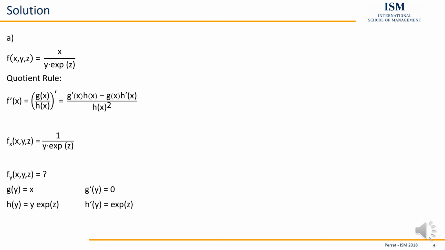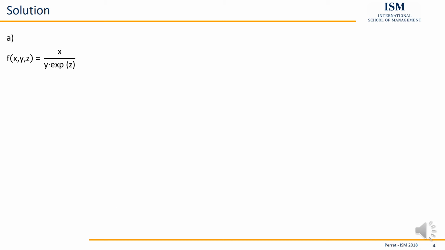in regards to y. So we would have here 0 times h, this would be 0, minus g times derivative of h, so minus x times exponential function of z, divided by h squared, so y times exponential function of z to the power of 2. This would look as here. Thereby, we have the second of our 3 partial derivatives. We only need the one for z.